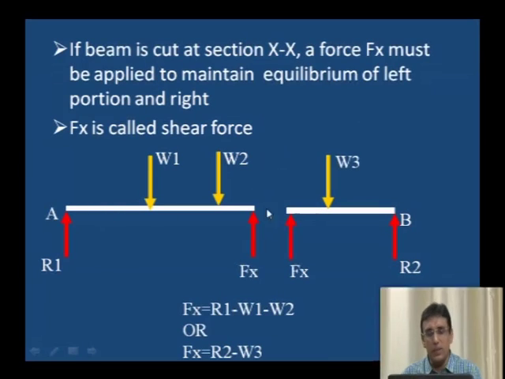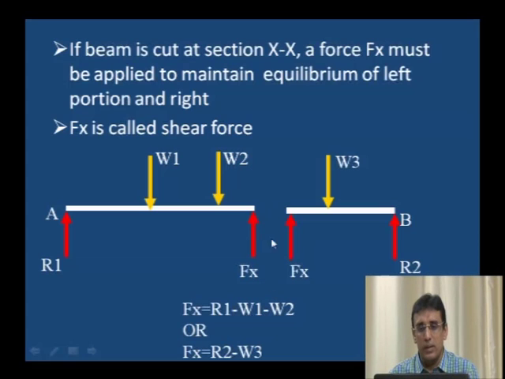Then if we cut the beam section here, to balance this portion we have to apply Fx, that is the shear force, to maintain it in equilibrium. If you want to calculate Fx, this reaction R1 is an upward force minus the downward forces W1 and W2. To keep equilibrium, whatever the upward forces are must be equal to the downward forces. That is why to calculate Fx, Fx is equal to R1 minus W1 minus W2, or Fx is equal to R2 minus W3. It can be calculated from the right side or from the left side.